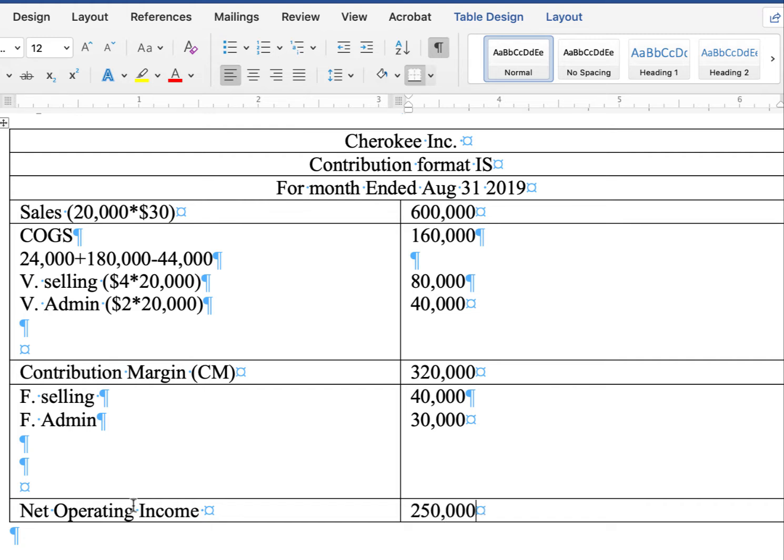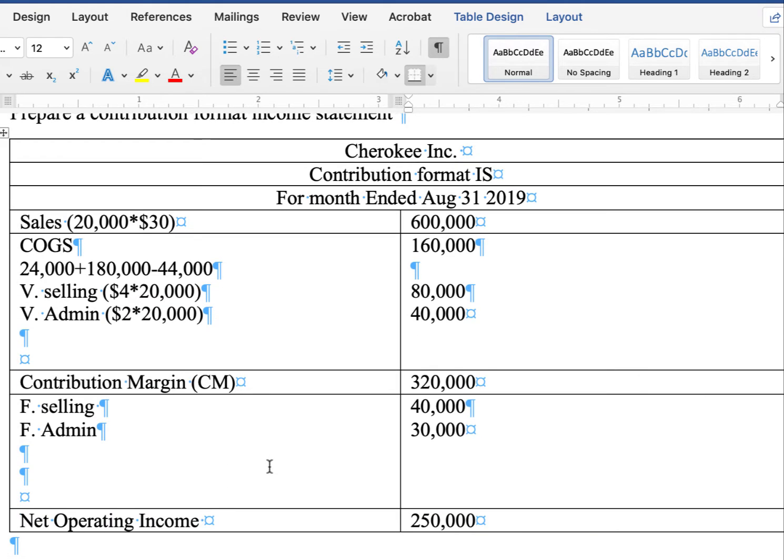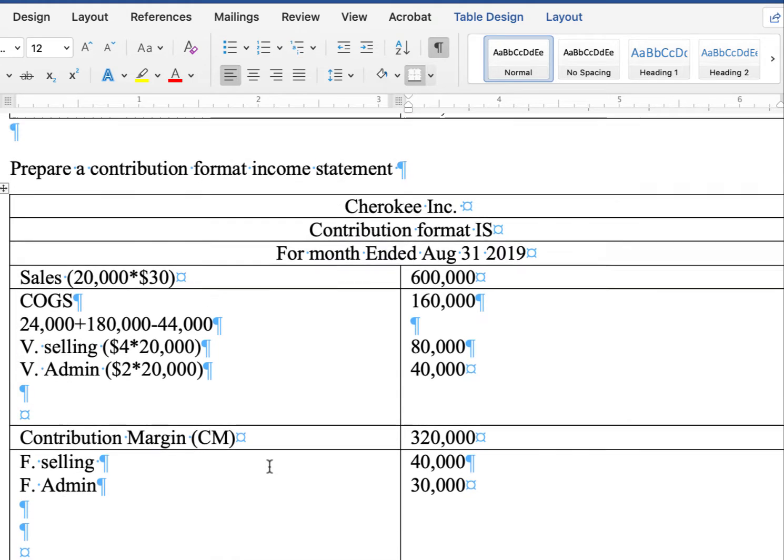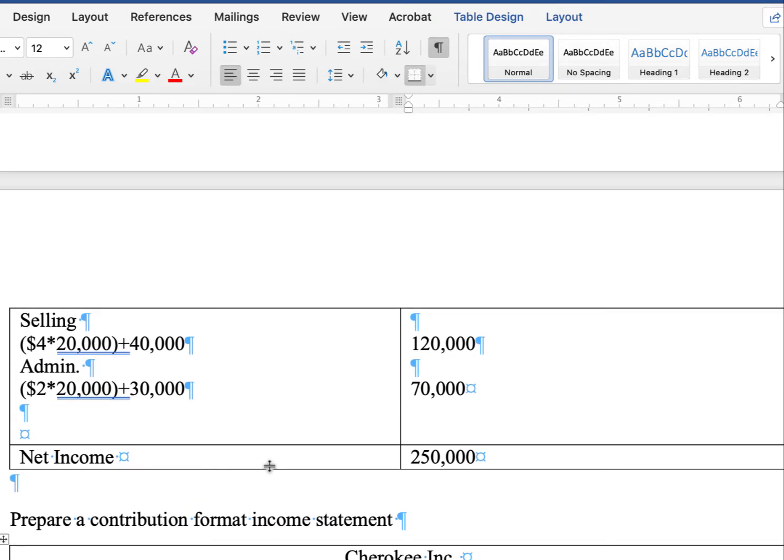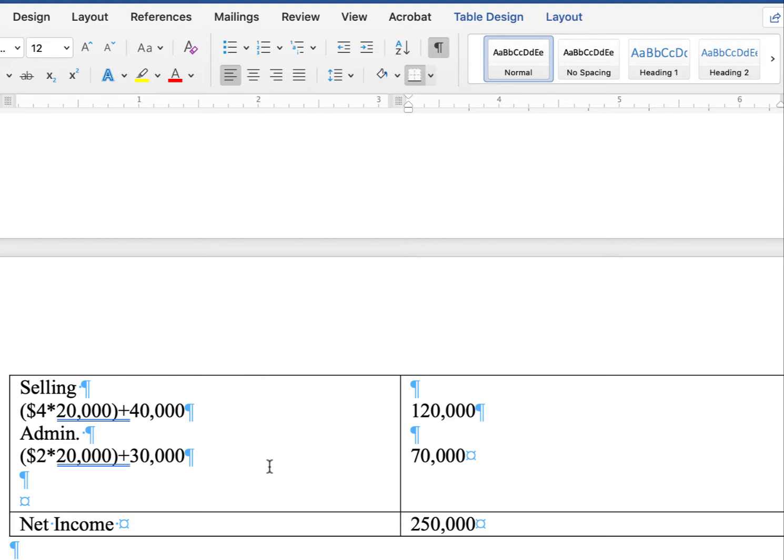Okay. Now, notice what happened here. The only thing that's the same between the contribution formatted income statement and the traditional formatted income statement is the net operating income, right? Net operating income under the contribution format is $250,000. Under the traditional format, it's still $250,000.